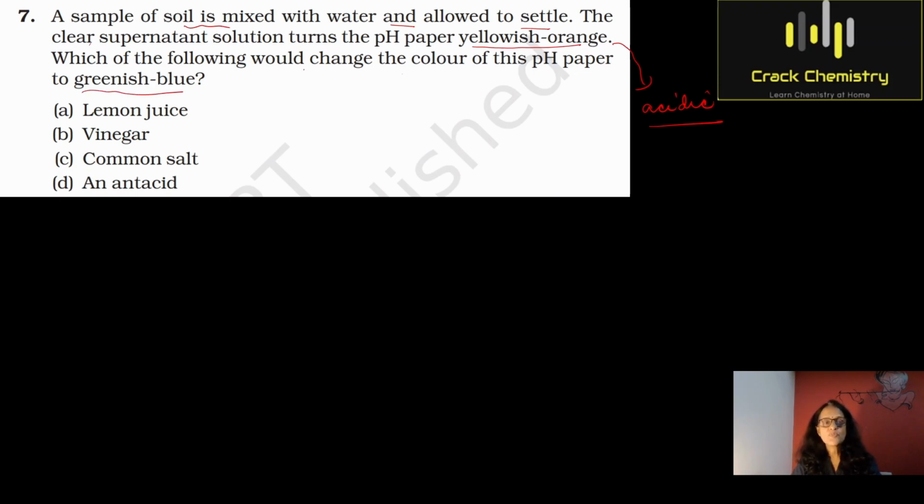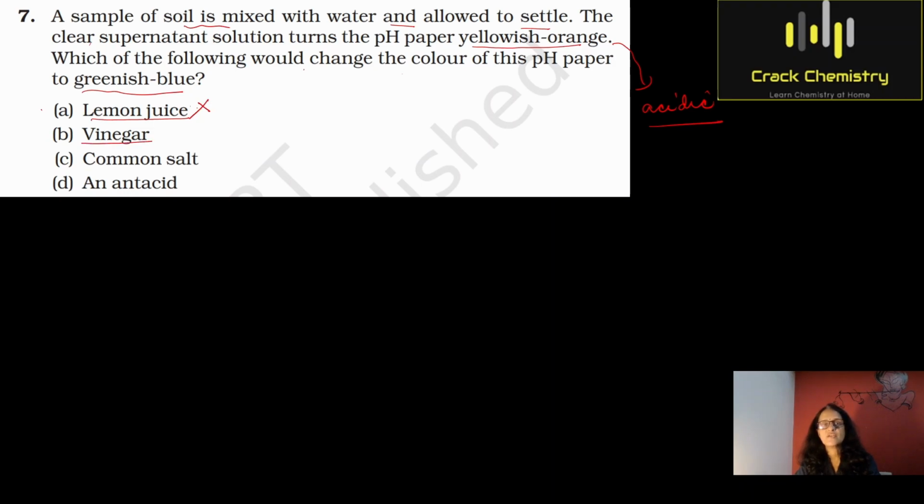So, greenish blue means the nature of the solution should be slightly basic. As the sample of soil is acidic in nature, in order to make it basic, you have to add some base to it. So we will consider the given options one by one. Option A is lemon juice. We know that lemon juice consists of an acid, which is citric acid. So addition of lemon juice to soil will increase the acidic strength only. So this is not a correct option.